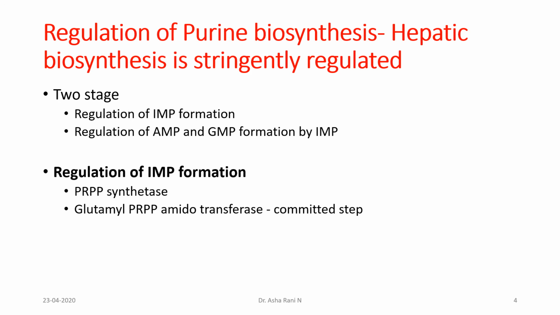So there are two important rate limiting enzymes of de novo synthesis, that is PRPP synthetase. The second enzyme is glutamyl PRPP amidotransferase. So once the PRPP is converted into 5-phosphoribosylamine, it is a committed step. So the reaction catalyzed by glutamyl PRPP amidotransferase is called a committed step. Once this happens, it has to undergo de novo synthesis. There is no other way this PRPP can be utilized.